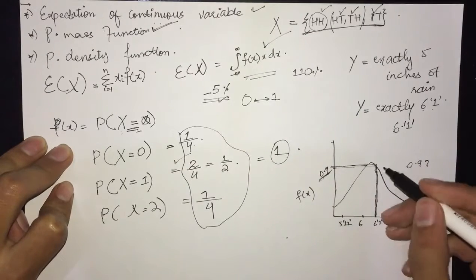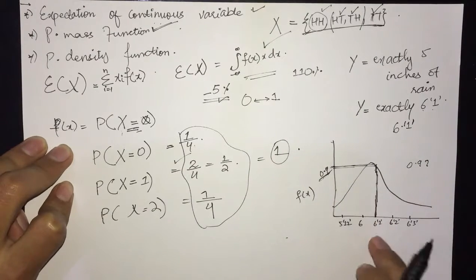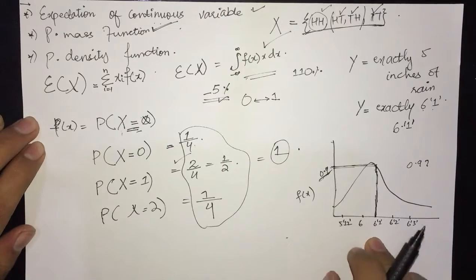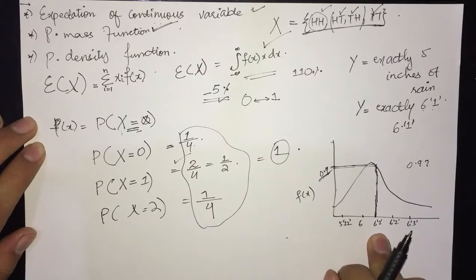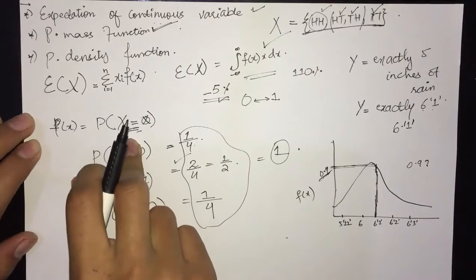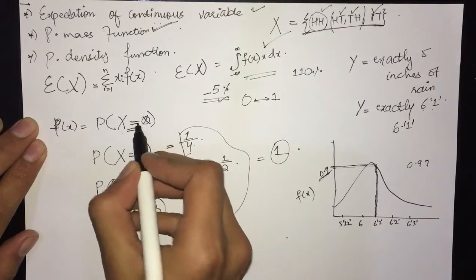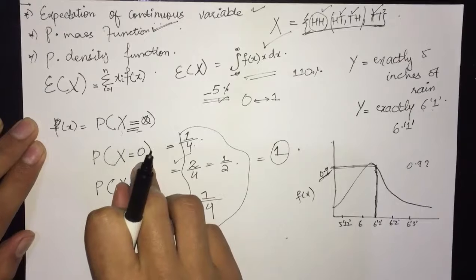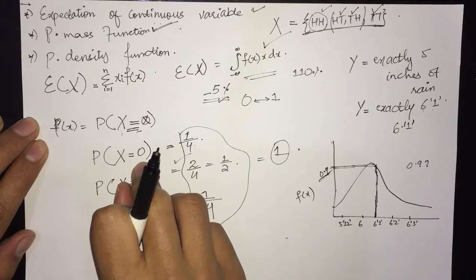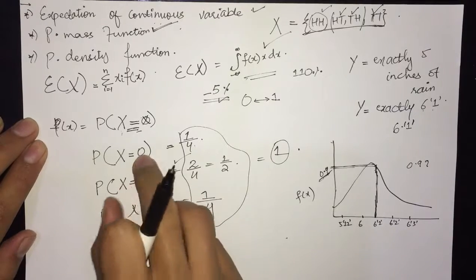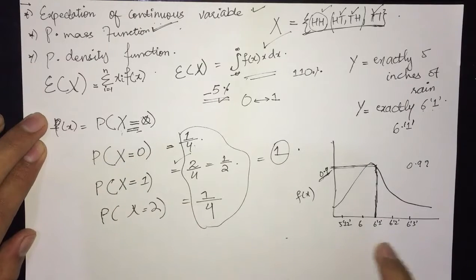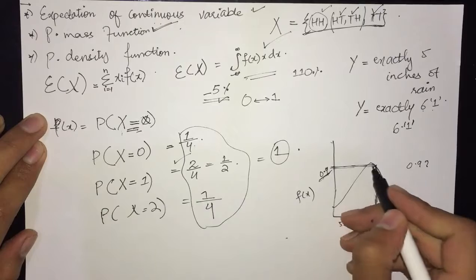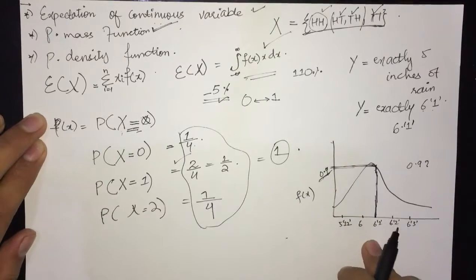So for this reason, we cannot actually take this exact value 6 1 and put it into the probability mass function, because it demands the exact value. You have to put the exact value of the individual data point for it to find the probability. But here you cannot pick the exact value because you don't know what it is. So for this reason, we actually take intervals.